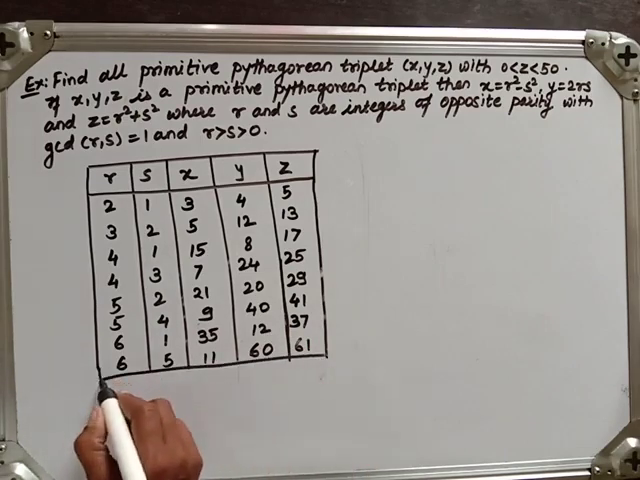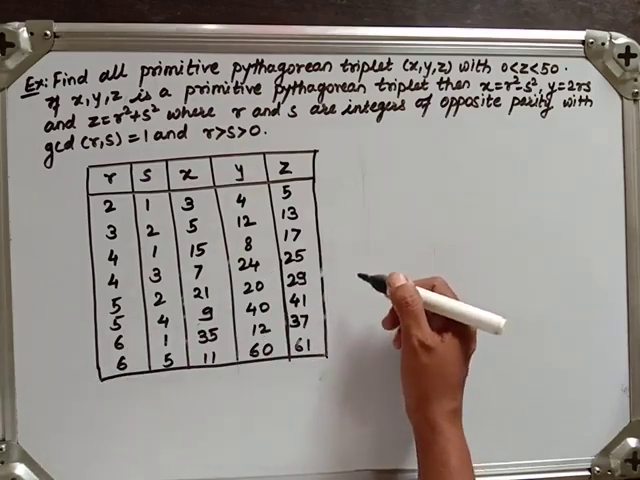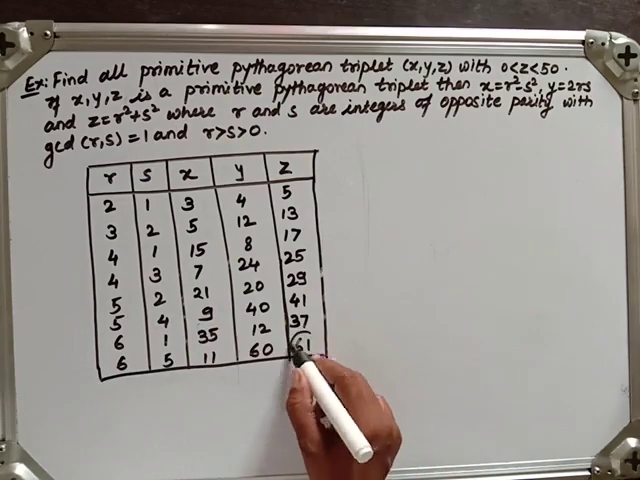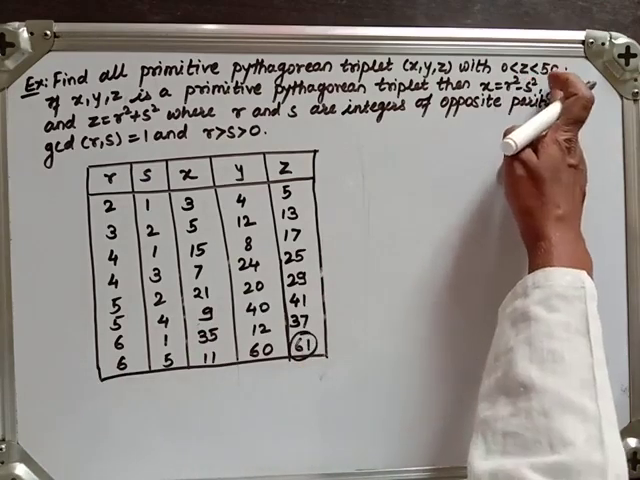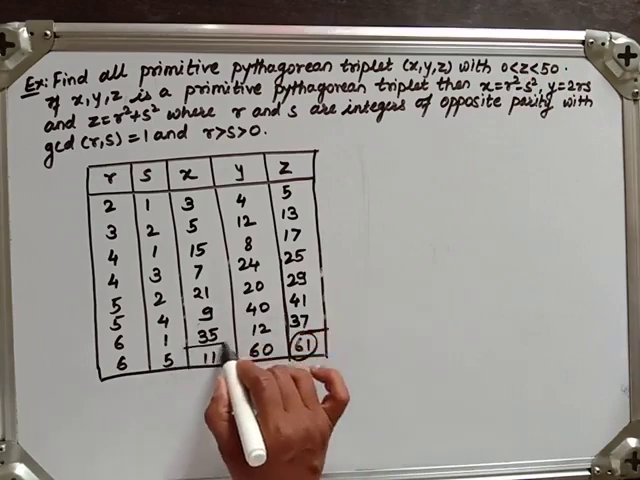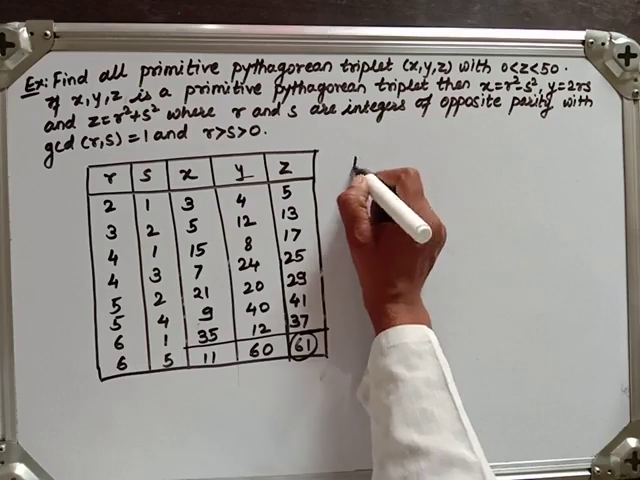So now out of these, which are our required primitive Pythagorean triplets? Now this 61 we cannot take because our z is less than 50. So here onwards we can take these ones. These all we can take. So let me write the answer.